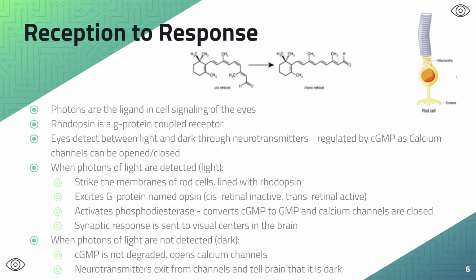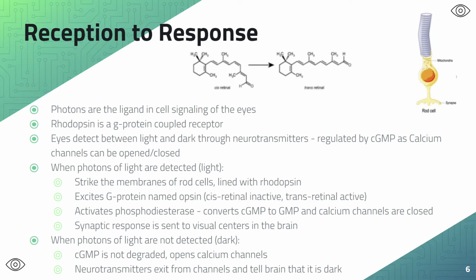So opsin basically activates the enzyme phosphodiesterase, which converts cyclic GMP to GMP. This means that the calcium channels cannot be opened, which means that no neurotransmitters are saying it's dark to the brain. So finally, synaptic responses of the light being present are sent out to the brain with the synaptic center, which is on the image on the very right at the very bottom.